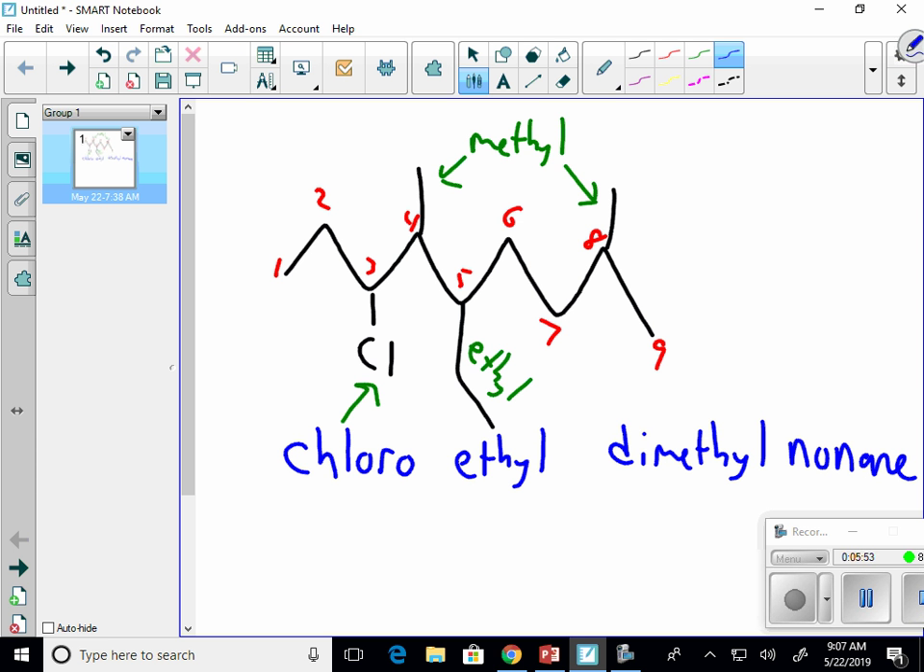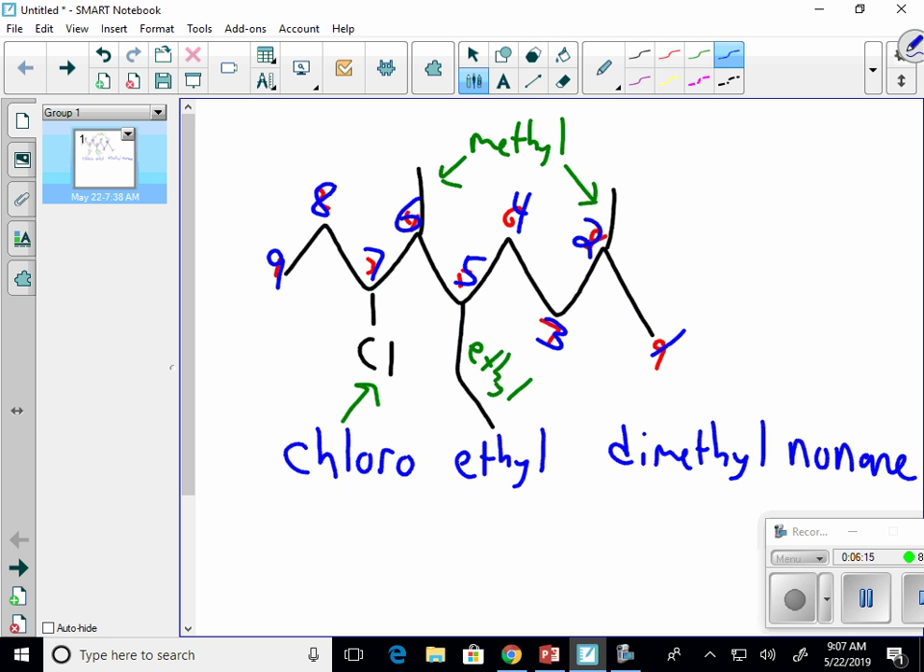4,8-dimethyl. But if I instead numbered 1, 2, 3, 4, 5, 6, 7, 8, and 9, I now have a subgroup in carbon 2. That's a lower number. That's the direction we have to go.